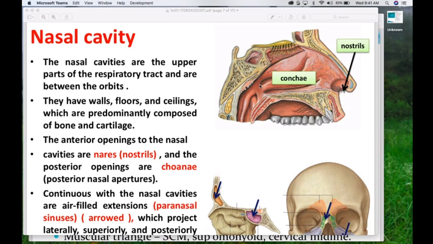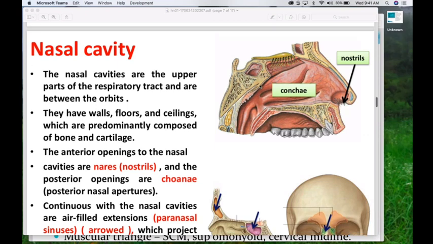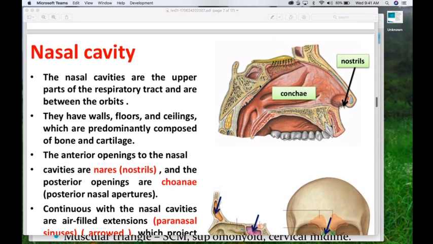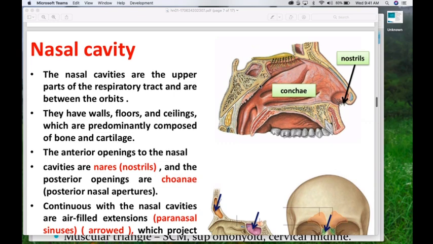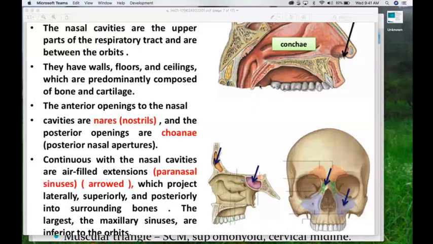So it continues with the nasal cavity and air-filled extensions of paranasal sinuses. What are the four sinuses of the nose? Frontal sinus, maxillary sinus, sphenoidal sinus, and ethmoidal air cells. And one more, sphenoid sinus. Ma'am, you said sphenoid sinus. Okay, okay.